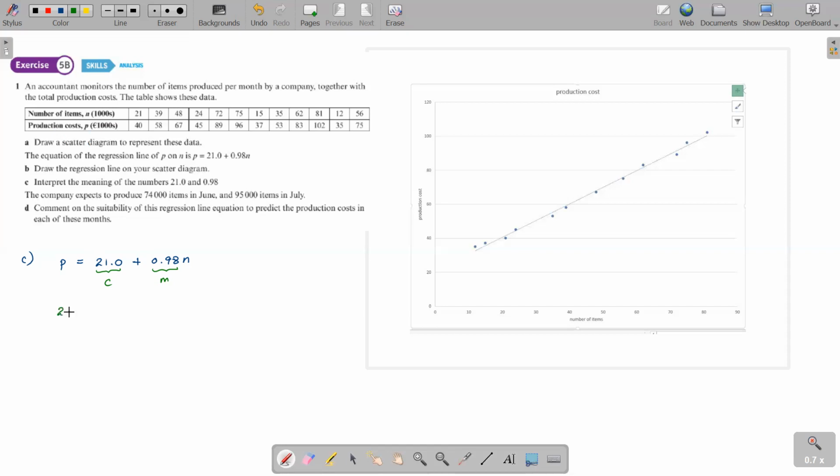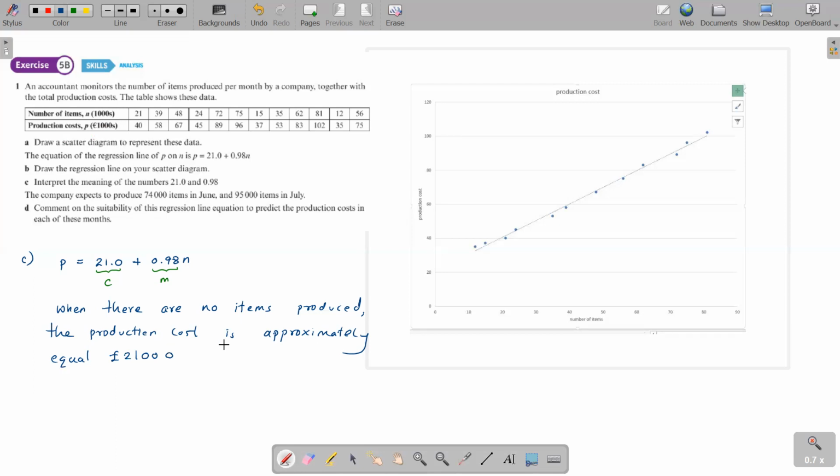The C value here is 21. You can say when there are no items produced, the production cost is approximately equal to, so guys, the Y units are 21 now, but remember it's in thousands, so it's going to be equal to 21,000 pounds. Can you guys see? So this is the interpretation of the 21, the intercept.